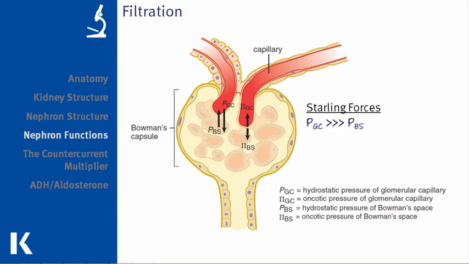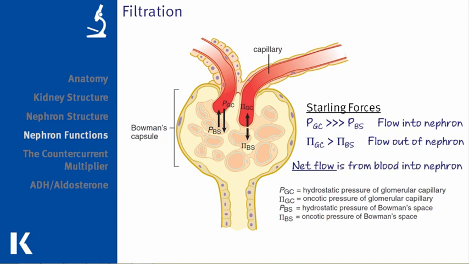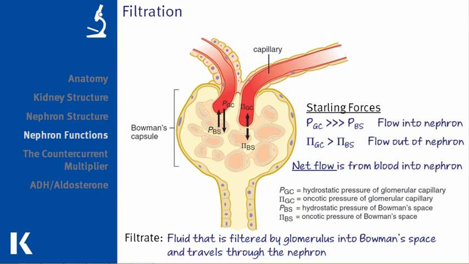In this case, the hydrostatic pressure of the glomerular capillaries is much greater than inside the Bowman space. So this component of fluid flow will be into the nephron. On the other hand, the oncotic pressure of the glomerular capillary is higher than the oncotic pressure of the Bowman space, so there's flow out of the nephron. But since the hydrostatic pressure caused by blood pressure in the capillary is so much greater, the net flow is from the blood into the nephron. So this is how we create the filtrate. We push fluids and solutes into the Bowman space, or the Bowman's capsule.